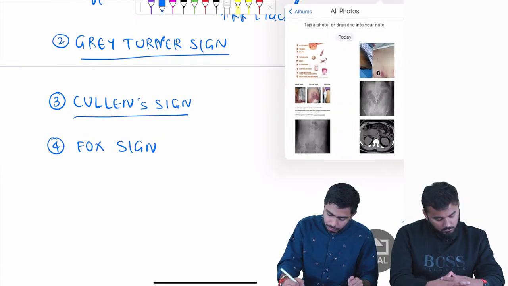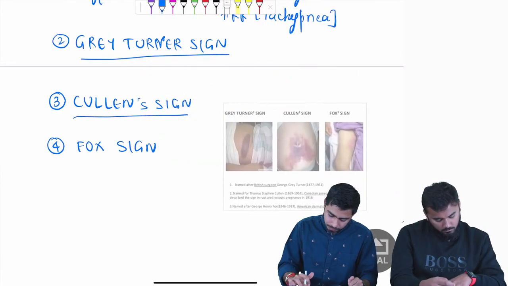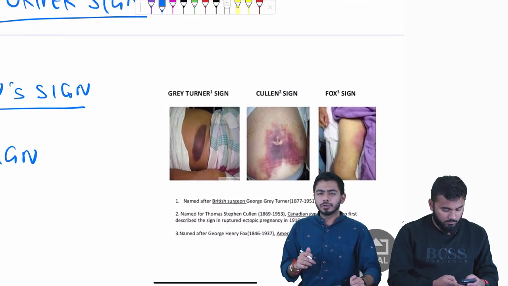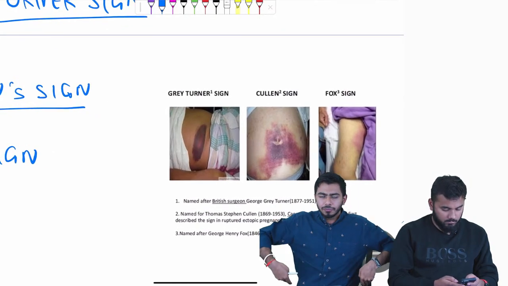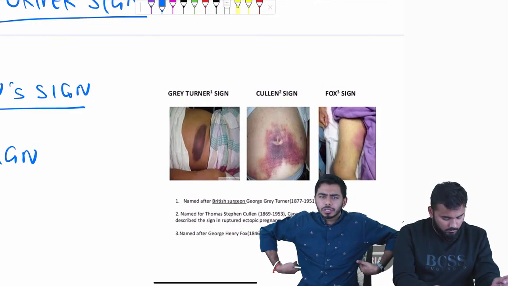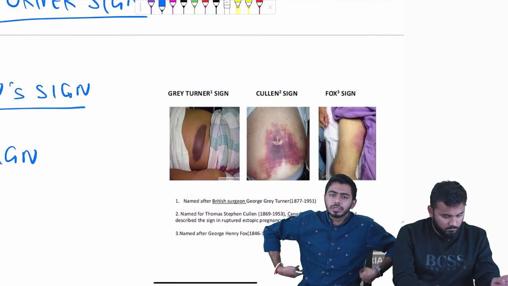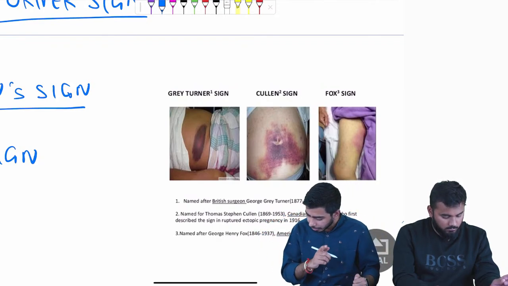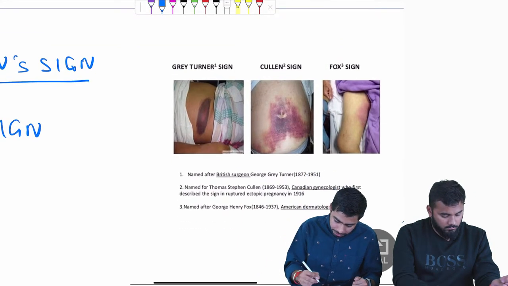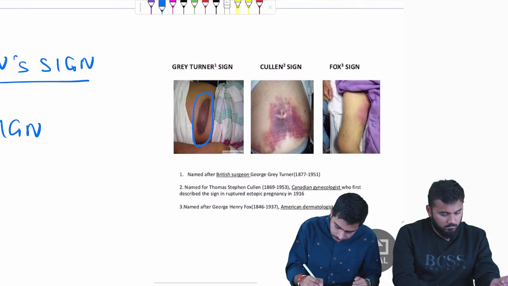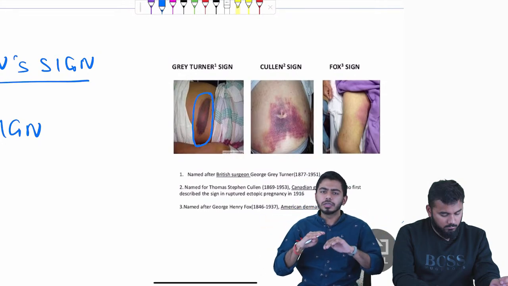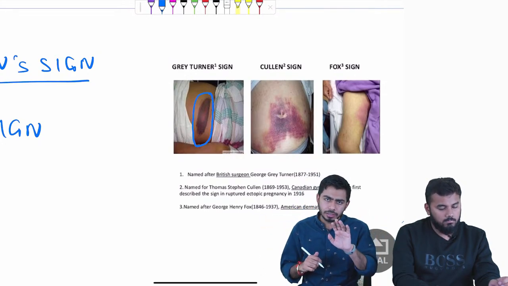Look over here. If you see a bluish reddish discoloration in the flank region, then this sign is called the Grey Turner sign. Here, these are the flank regions, and you will see the reddish bluish discoloration, that is the Grey Turner sign.